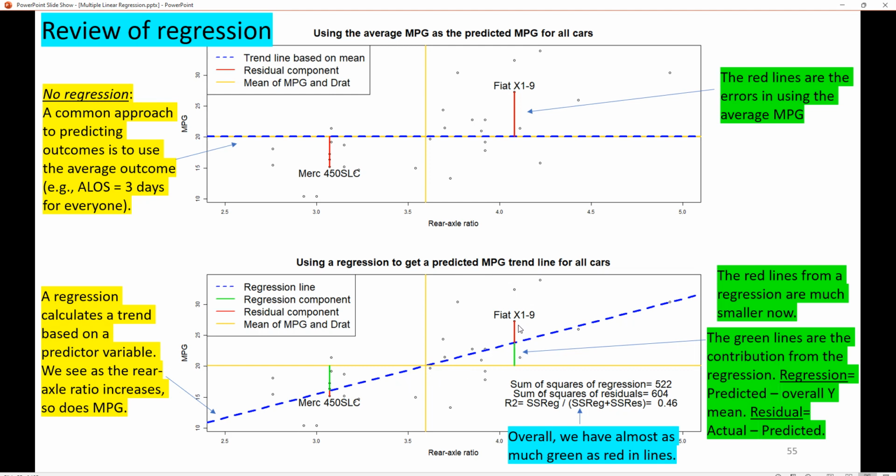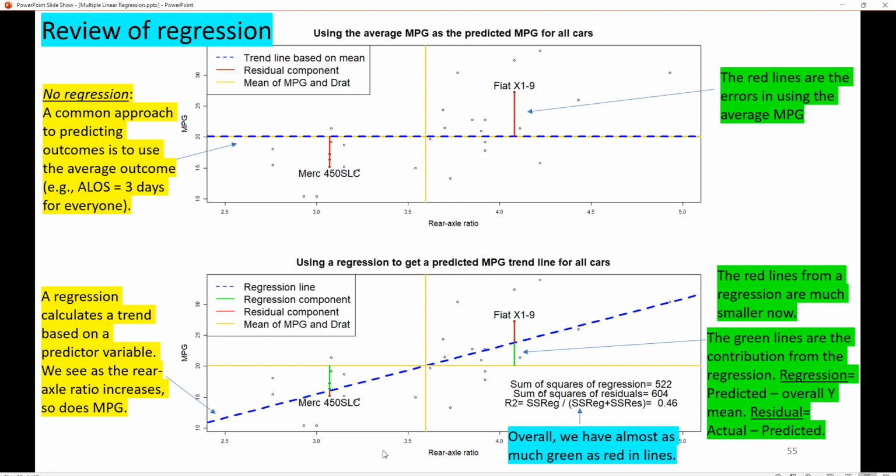So we see the red on the bottom half smaller compared to what's on the top half. That means our error has gotten smaller when using this regression line. And that blue dashed line follows the pattern that we see in the actual data, which are those little hollow circles throughout the graph. We can see just by looking at those hollow circles that there's a pattern there where higher rear axle ratios tend to give us higher miles per gallon.